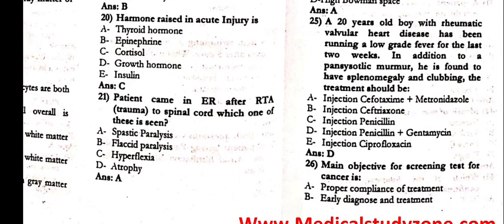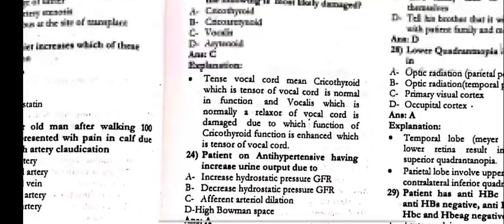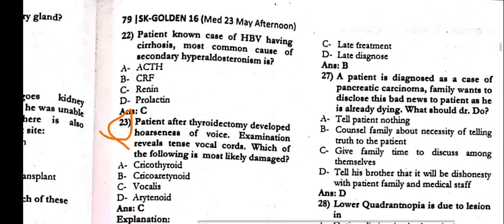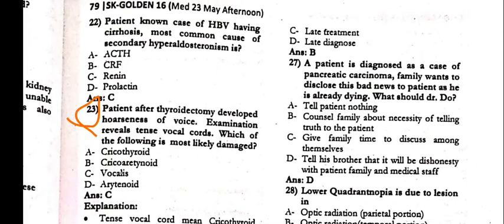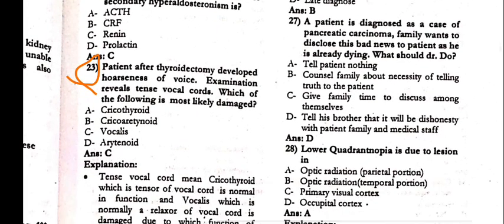The patient came to the ER after RTA with spinal cord injury. Which of the following is seen? That is spastic paralysis. Next, question number 22, the patient, a known case of HPV, having cirrhosis, the most common cause of secondary hyperaldosteronism is the renin.